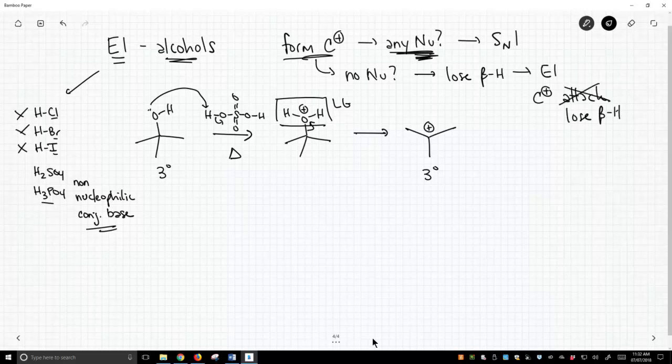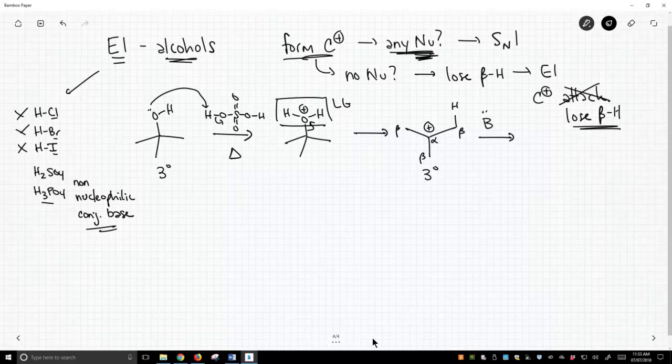We don't have a nucleophile in this case. So what do? We lose a beta hydrogen. Our alpha carbon is the carbon bearing the charge. This makes that a beta carbon. Now, of course, we have other beta carbons as well. But I'm just going to highlight this one on the end. And now I'm going to be a little evasive.